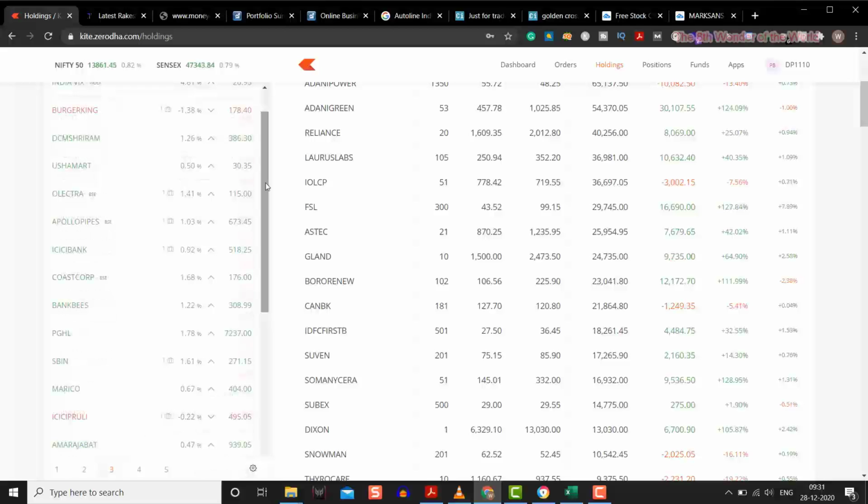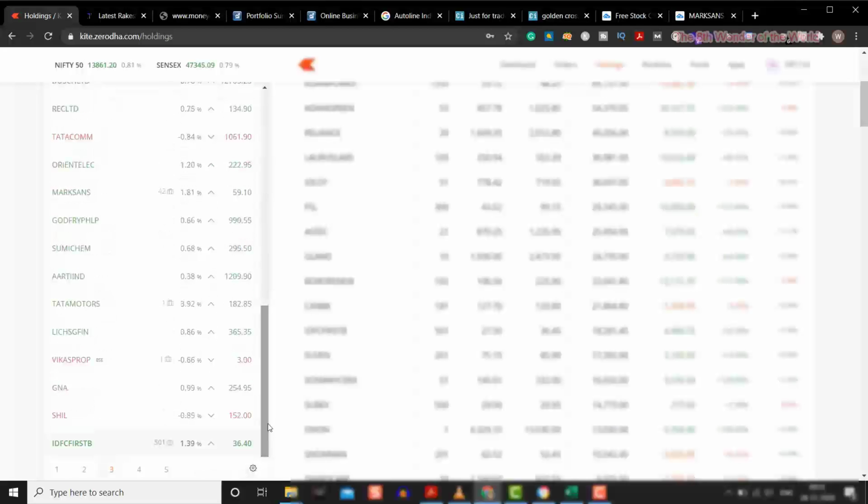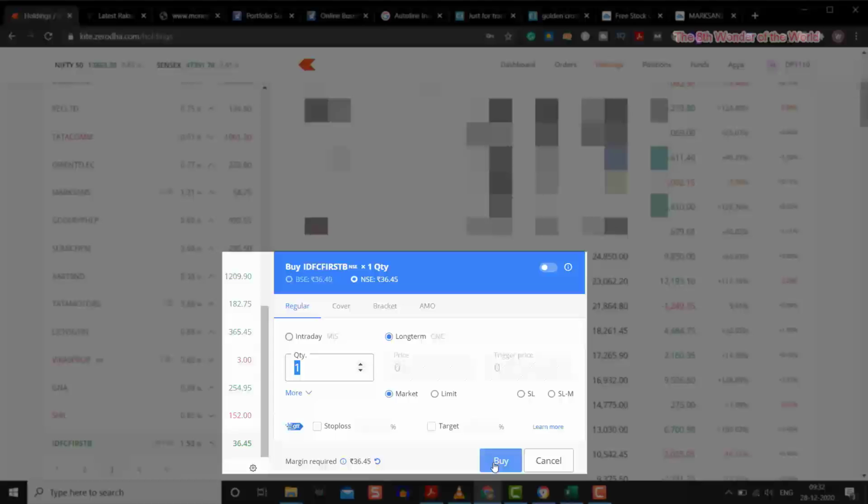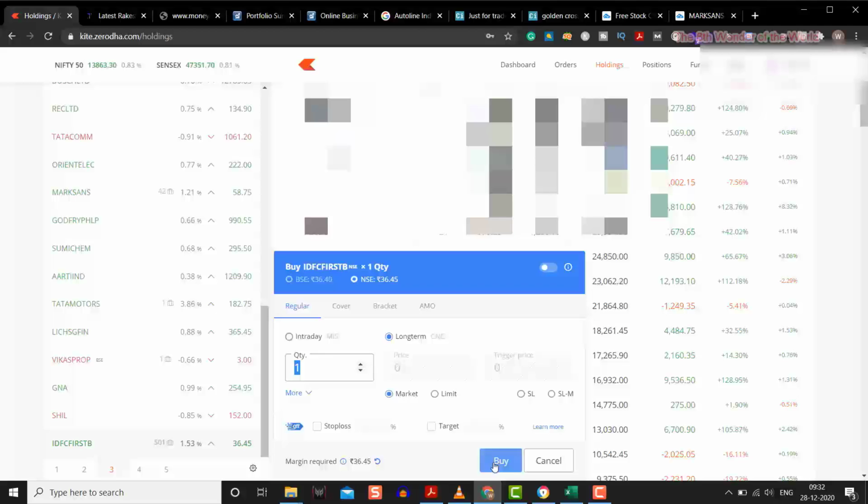Now let's place a buy order at market order. As we scroll down, you can see IDFC First Bank, which I had added earlier. Use the mouse and hover over the stock you want to buy, click on the buy icon and place the order. In a market order, you enter the quantity of the shares you want to buy. You need not bother about the other details for now. The option such as long-term, CNC, cash and carry is already selected by default, so leave as is.